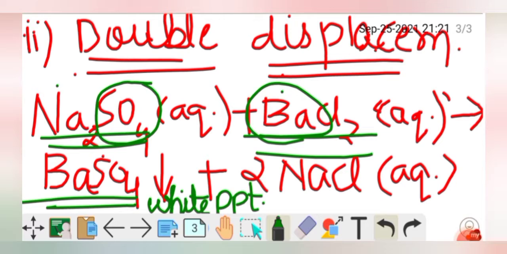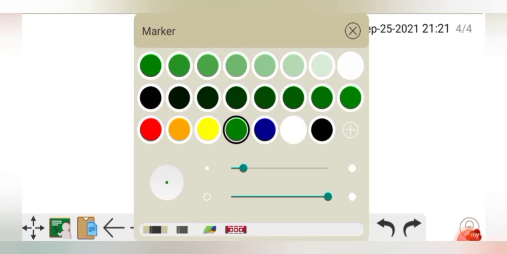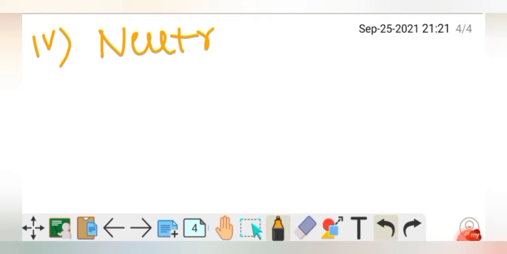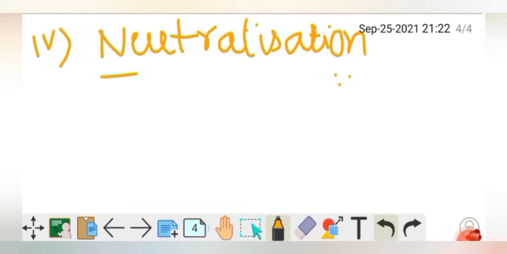So I hope you understood this double displacement reaction. Now we'll move to the next reaction. The next reaction is the neutralization reaction. The fourth reaction is the neutralization reaction.